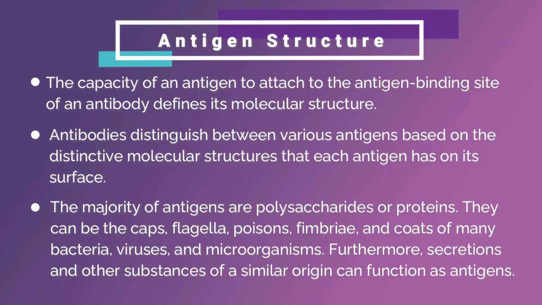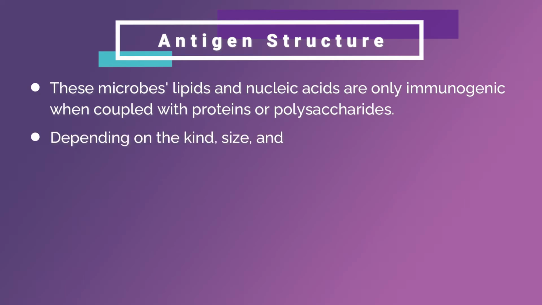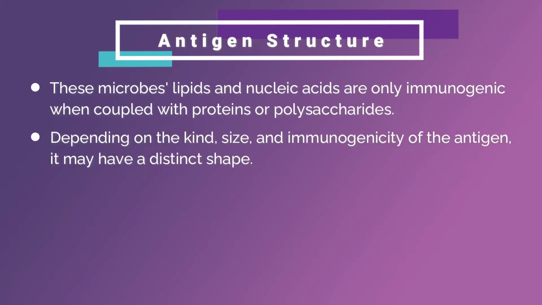They can be the capsules, flagella, toxins, fimbriae, and coats of many bacteria, viruses, and microorganisms. Furthermore, secretions and other substances of similar origin can function as antigens. These microbes, lipids, and nucleic acids are only immunogenic when coupled with proteins and polysaccharides. Depending on the kind, size, and immunogenicity of the antigen, it may also have a distinct shape.